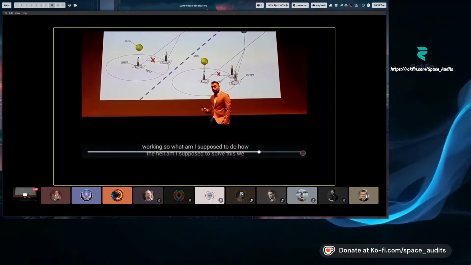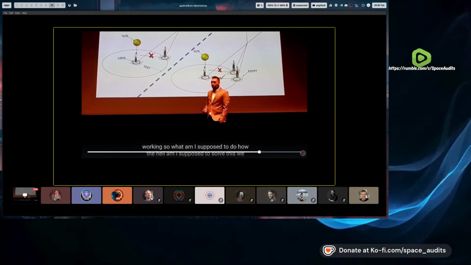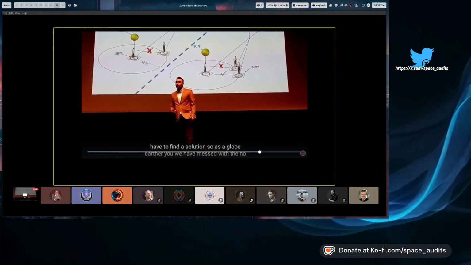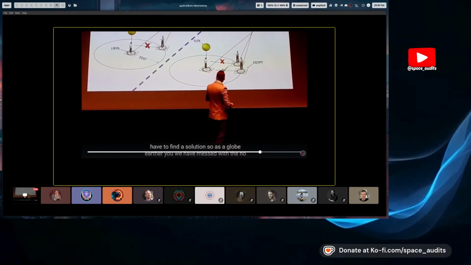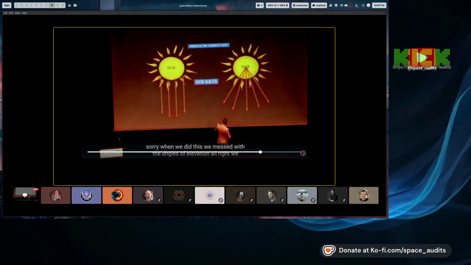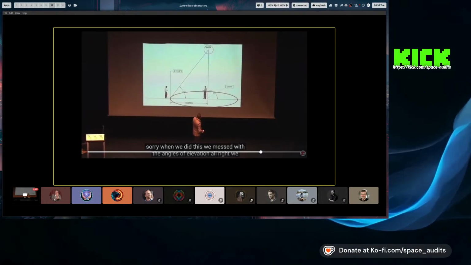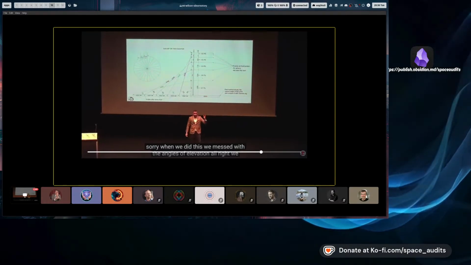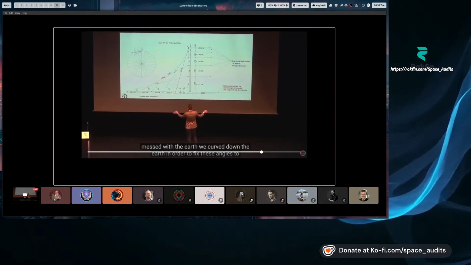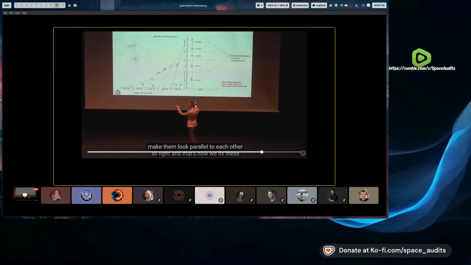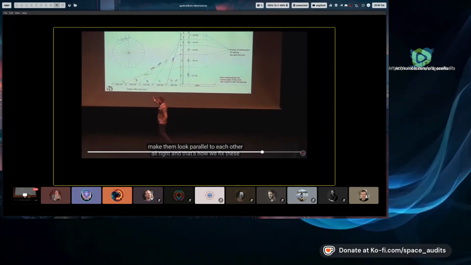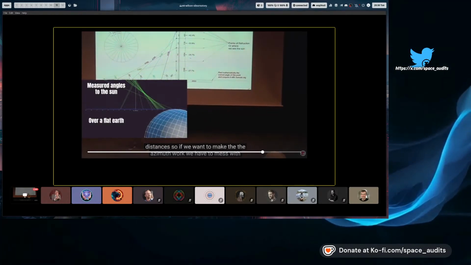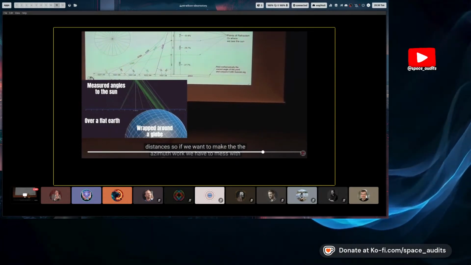So what am I supposed to do? How am I supposed to solve this? We have to find a solution. As globe earthers, when we did this, we messed with the angles of elevation. We messed with the earth. We curved down the earth in order to fix these angles, to make them look parallel to each other. And that's how we fix these distances. So if we want to make the azimuth work, we have to mess with something else.